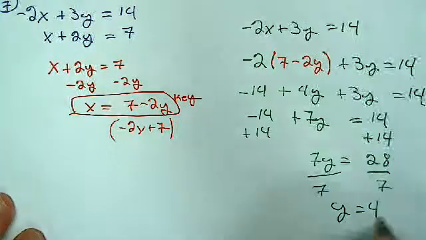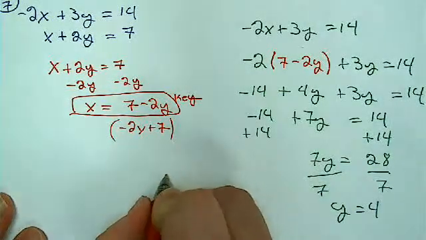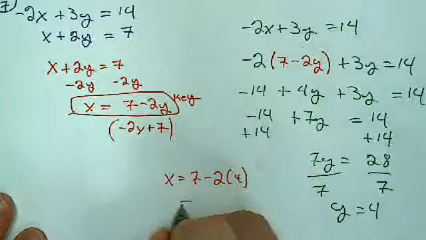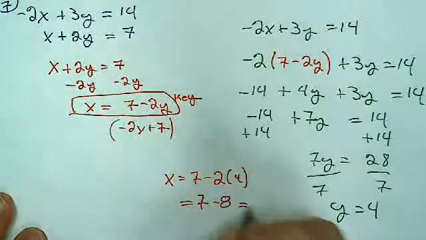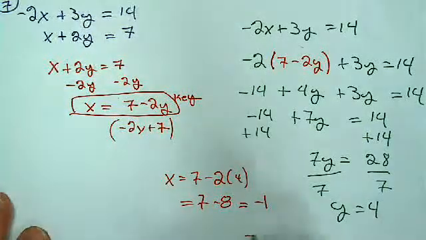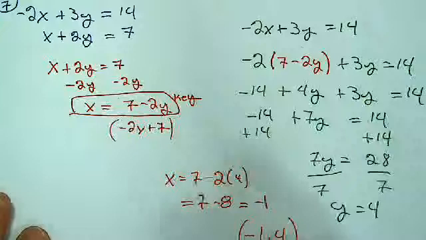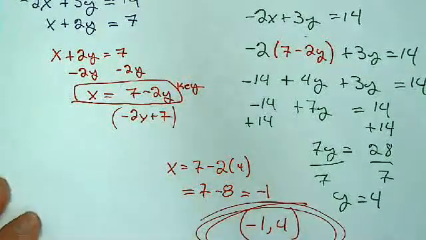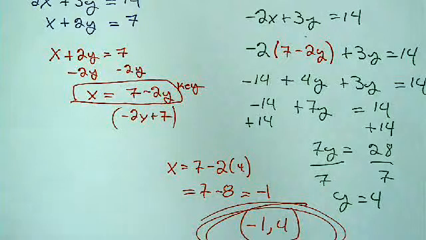And then when I plug that back in, 7 minus 2 times 4, 7 minus 8 is a negative 1. The other thing to watch, guys, and this is what's going to burn at least one of us on the test, write your answer in the right ordered pair, x comma y, not y comma x.